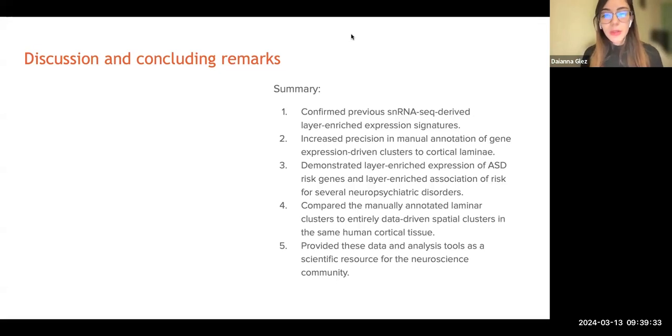They compare the manually annotated laminar clusters to the unsupervised data-driven spatial clusters in the same human cortical tissue. And importantly, they provided all this generated data, the analysis tools, and the results as a Bioconductor package. They share this tool with all the neuroscience community. So I think that's a very important contribution.